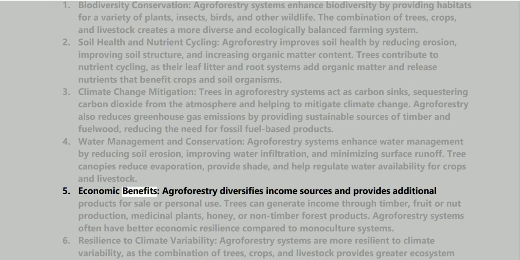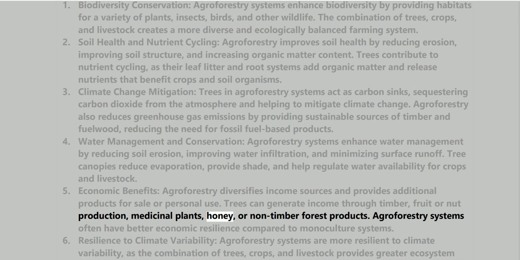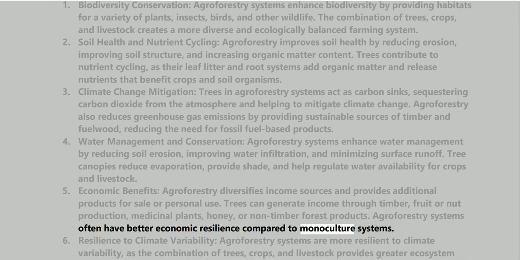5. Economic benefits. Agroforestry diversifies income sources and provides additional products for sale or personal use. Trees can generate income through timber, fruit or nut production, medicinal plants, honey, or non-timber forest products. Agroforestry systems often have better economic resilience compared to monoculture systems.